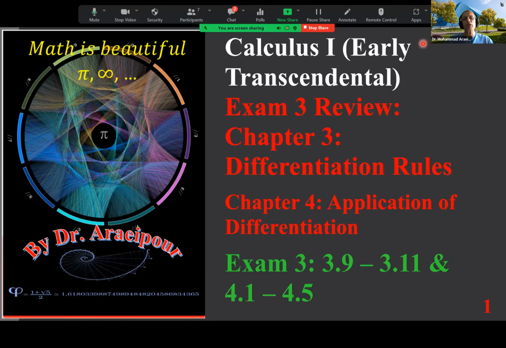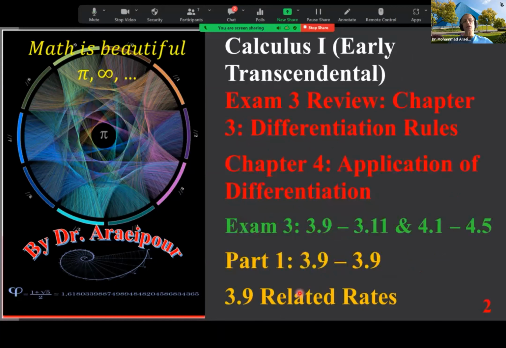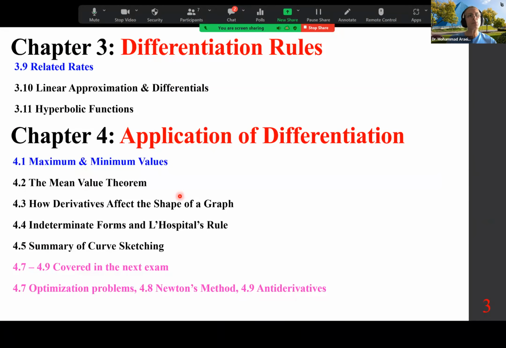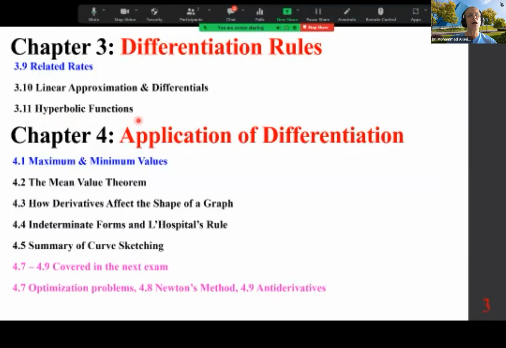Good afternoon, class. We are looking at Calculus 1 Exam 3. Here's the synopsis of that, covering Chapter 4, Applications of Differentiation. Exam 3 goes from 3.9 to 3.11, 4.1 to 4.5. And here's Part 1, 3.9, Related Rates. So what we cover: 3.9 related rates, 3.10 linear approximation and differentials, 3.11 hyperbolic functions.